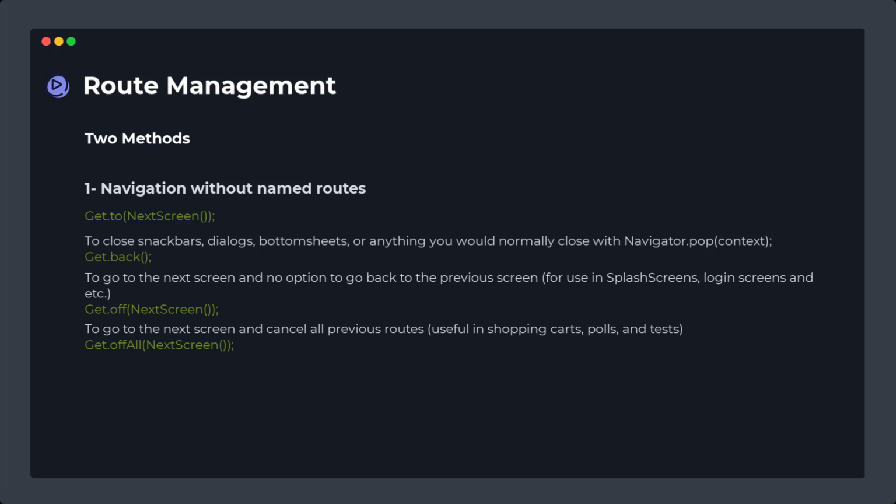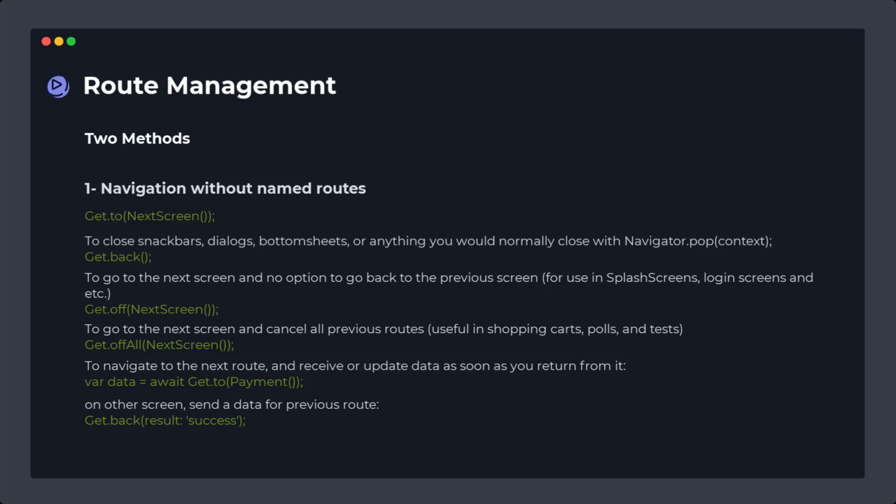Let's say we want to move toward the next screen and we are expecting that screen to return some data after performing some action. We can also do that using GetX with a very simple one line: we just have to write the await keyword, then pass Get.to and call the next screen, which is the payment screen in this case. And you can see over here, we are waiting to receive some data. And from the payment screen, to return the data, we just have to call Get.back, and as a result we are, let's say, passing a success. That success will be received inside this data, and that's how easily we can pass data or wait for the data to arrive from the next screen.